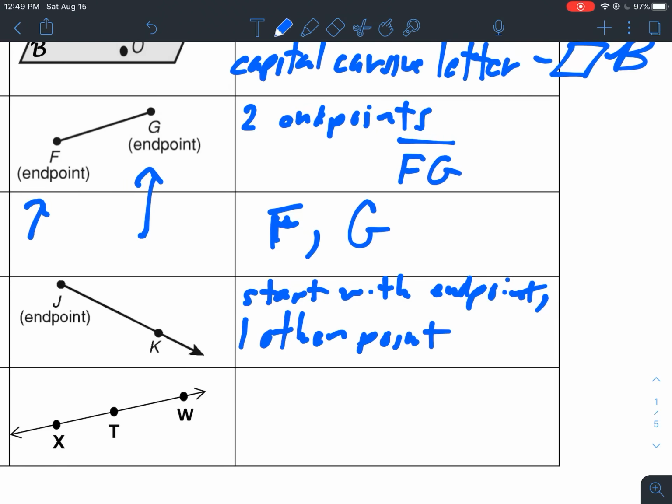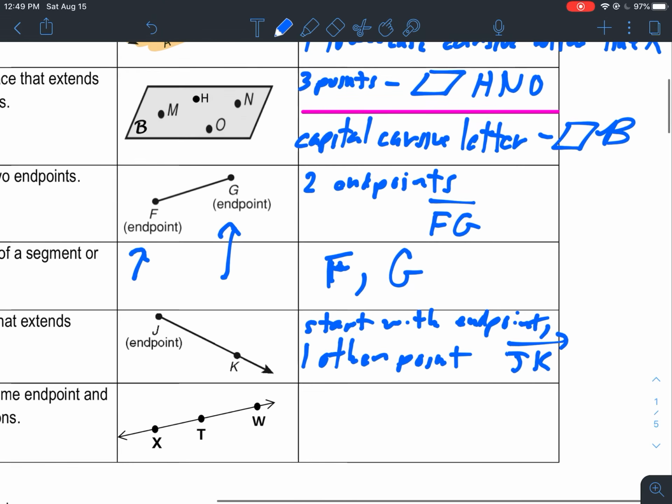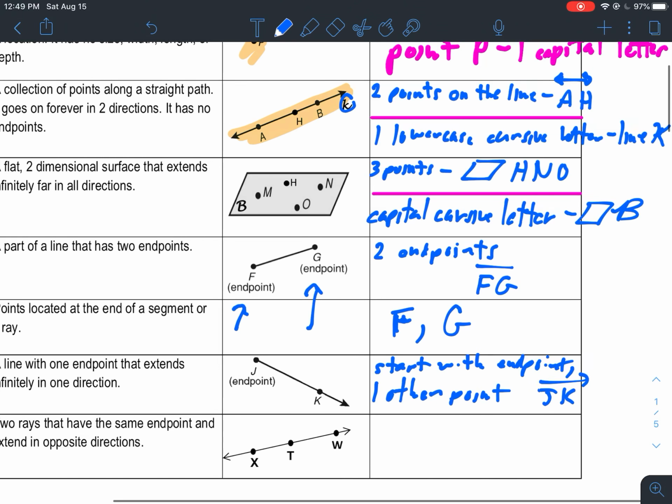So to name this one, we can name this one JK, and we put a little ray hat on top of it. All right, I'm going to take a quick pause there for a second. I want to go back to a couple different pieces here. See all the way up here, line AH, and right here, segment FG, and right here, ray JK.